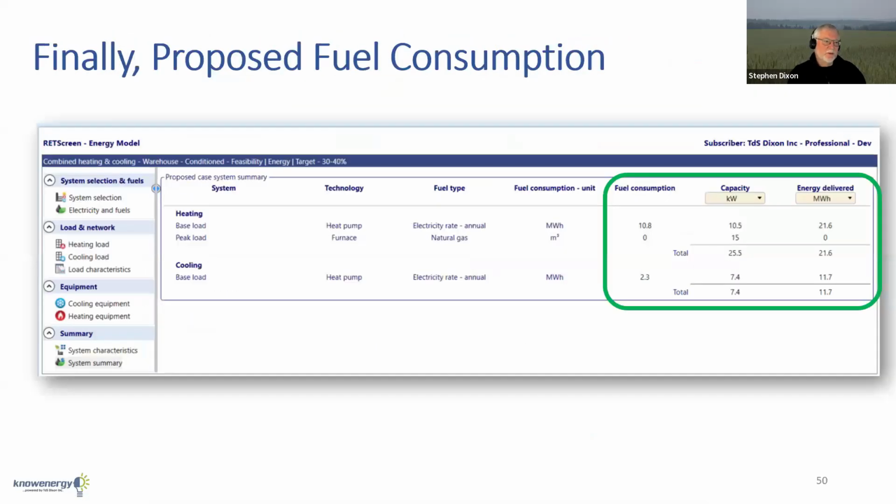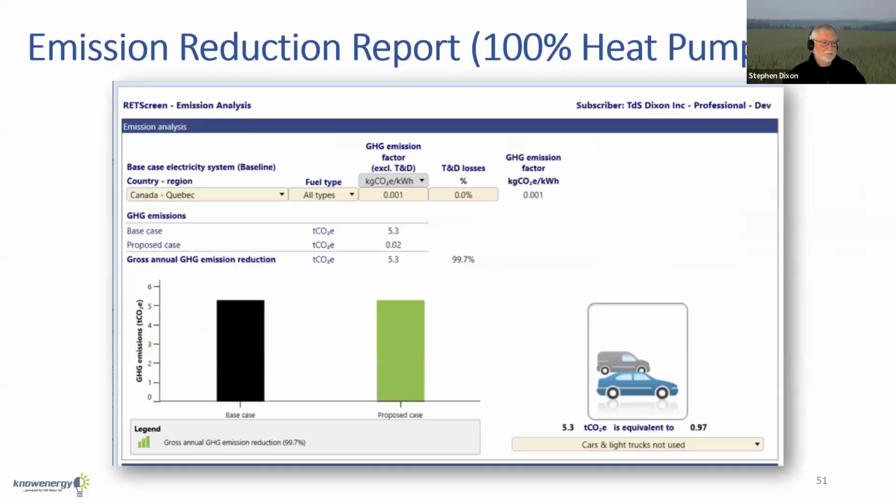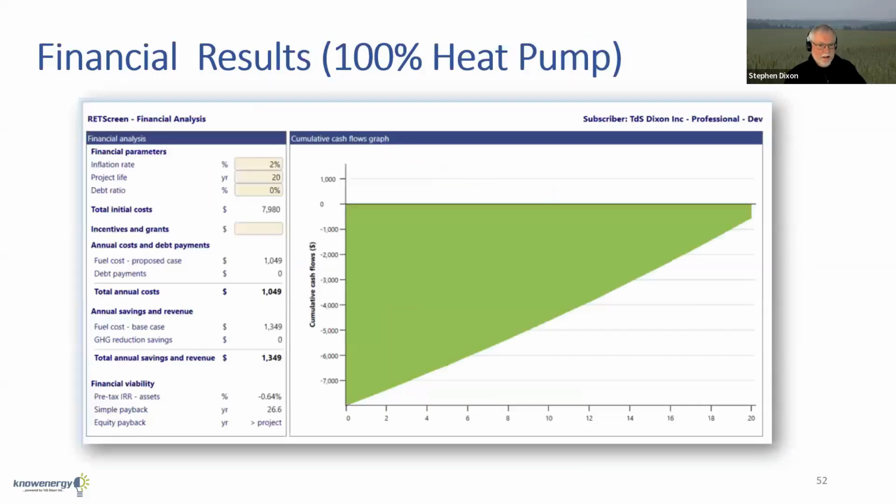And then ultimately it will show me on the system summary screen what I'm going to be using in terms of consumption of fuel before and after. So we've basically eliminated the natural gas in the proposed case, right? Even though we have capacity to use it. All right. So the emission reductions are 99.7%. Now I've modeled this one in Quebec, but depending on where you are, it will be slightly different. But remember, I've taken all the natural gas to electricity, and the electricity in Quebec is at a relatively low factor. Ontario, we're a little bit higher than that, but still not a terrible number. All right.